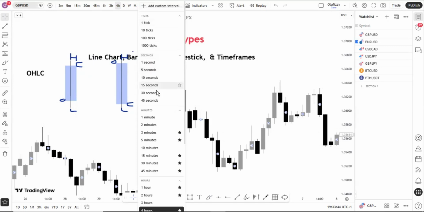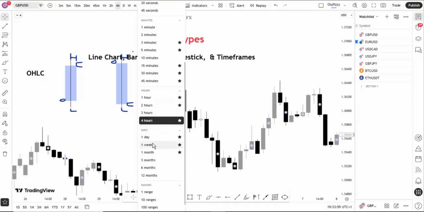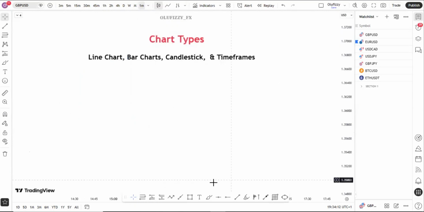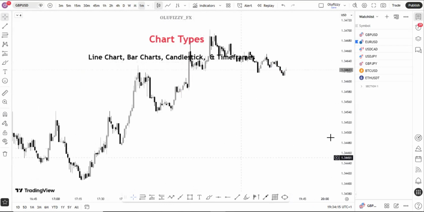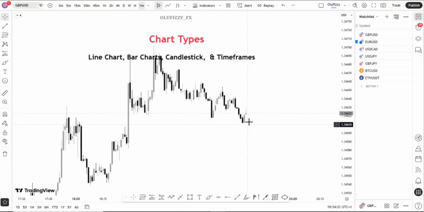So now let's go back. And if you check, you see that we have different time frames here. We have 1 minute, 2 minutes, 3 minutes, 5 minutes, 10 minutes, 1 hour, 2 hours, 3 hours, daily, weekly, monthly, 3 months, 6 months, 12 hours, 12 months. But what it actually means is, let's say we go on the 1 minute time frame now. Every single candle you can see on my chart takes 1 minute to form, which means after every 1 minute, another candle is going to be formed.